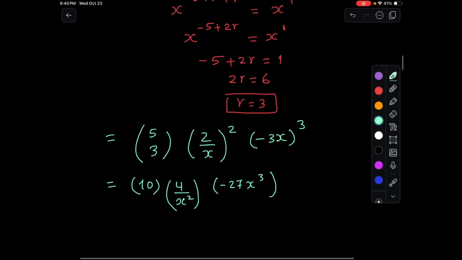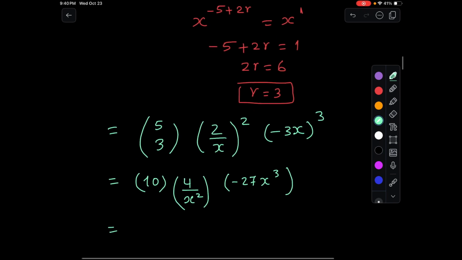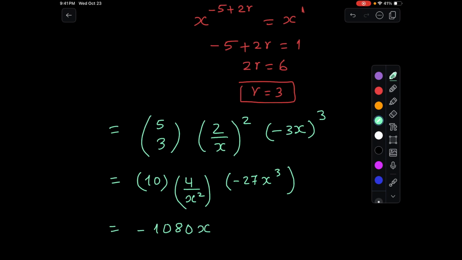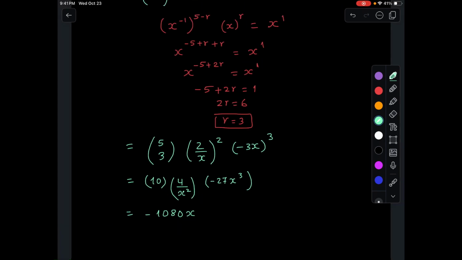If you simplify, multiply the like terms, you're going to get 10 times 4 is 40. 40 times minus 27 is negative 1080 x. So the coefficient of x is negative 1080 in this question.